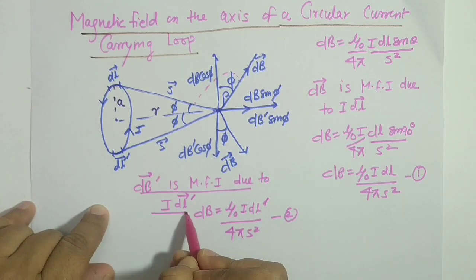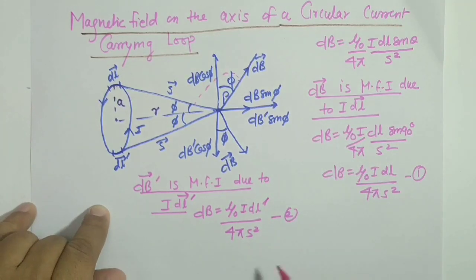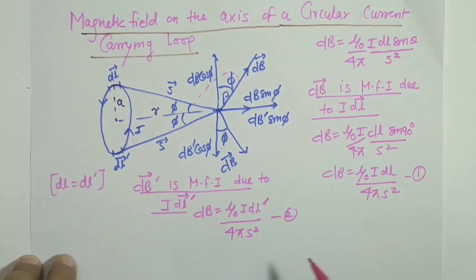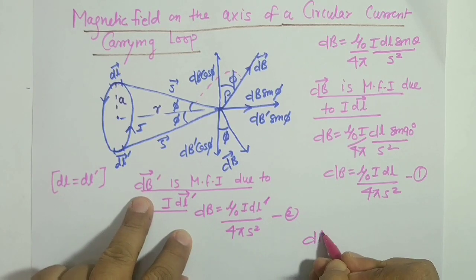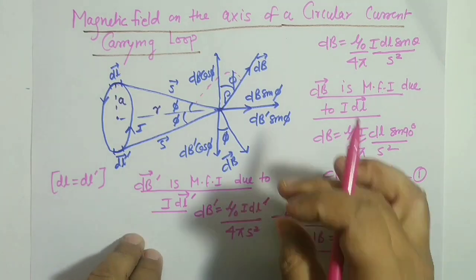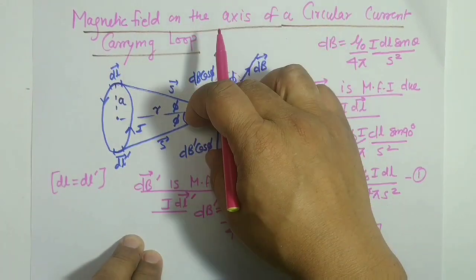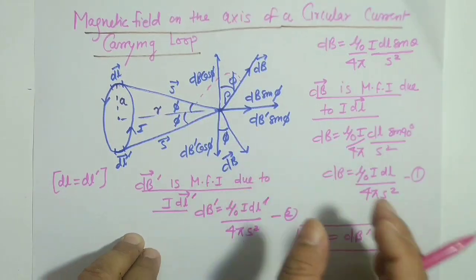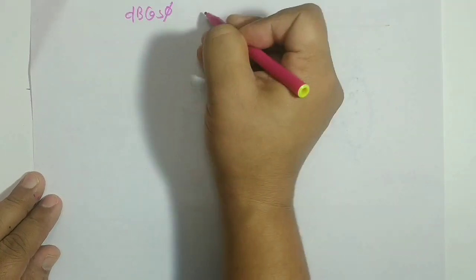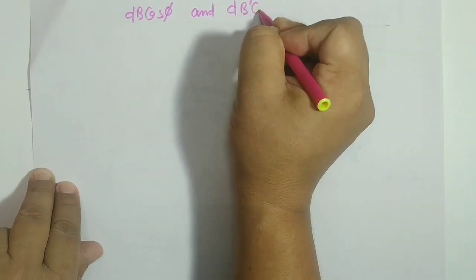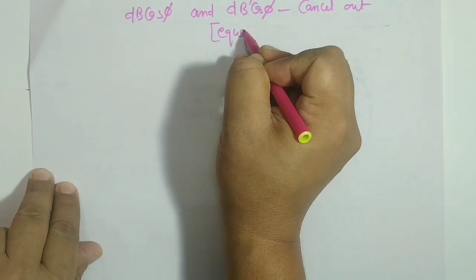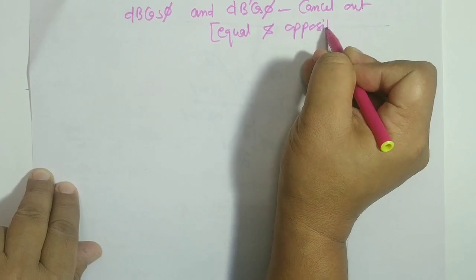We have two elements taken diametrically opposite. An interesting thing is that the elements dl and dl dash are taken the same, because again we have to integrate. So the magnitude of dB and dB dash is the same. Remember. So what will happen? dB cos phi and dB dash cos phi, because they are opposite to each other and equal, will cancel out. Why? Because equal and opposite. I think you are getting it.